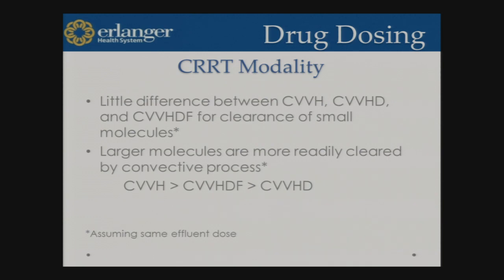So CVVH is our convective clearance. And remember how we said convective clearance is pulling those molecules across that membrane. So you're going to get higher clearance with a convective process. CVVHDF is going to combine those two methods. So that would be our next in line as far as clearance. And then CVVHD is going to clear the least for larger molecules. And again, this is all assuming you're using the same effluent dose.